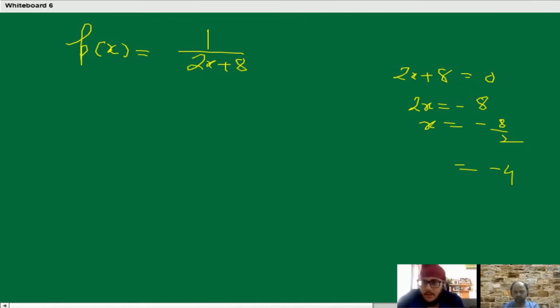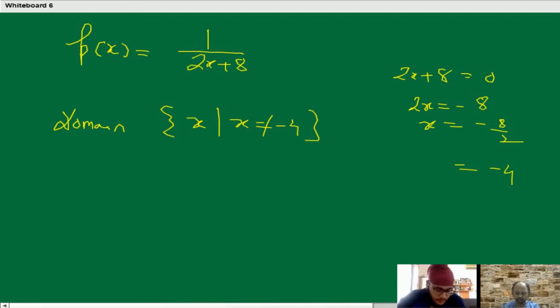The domain would have negative 4, sir. Negative means what would be that value? The domain, what I meant to say, has to be x not equals to negative 4. That's what I meant. Okay, does it make sense? Yes, sir. Okay, great.